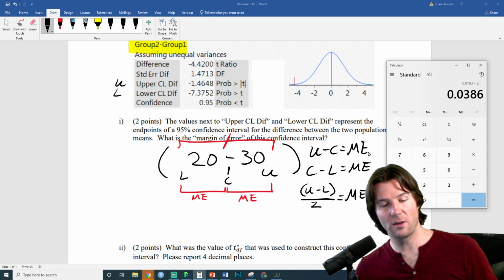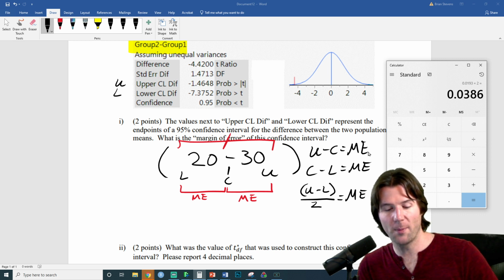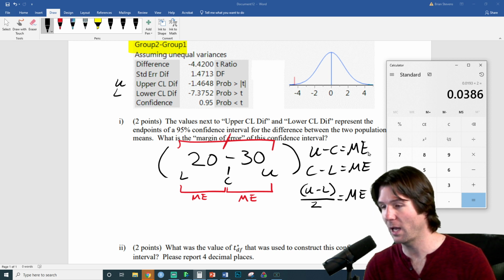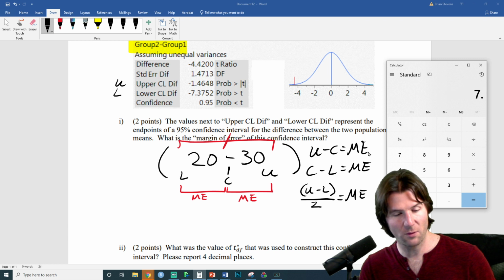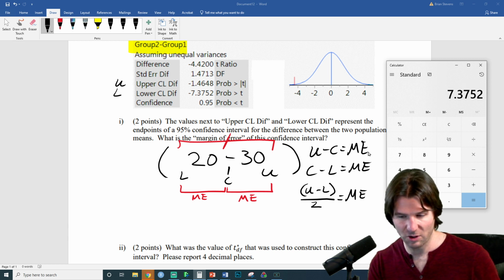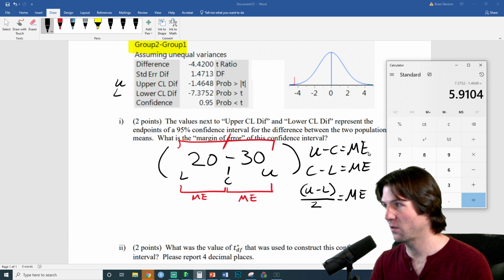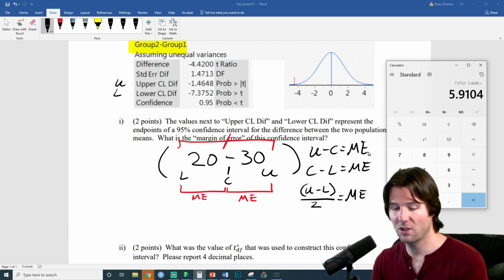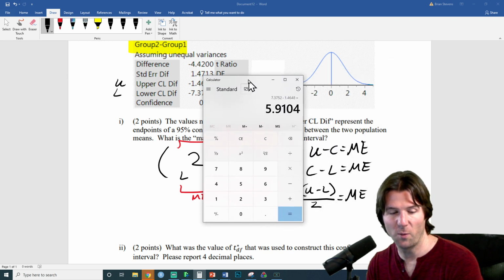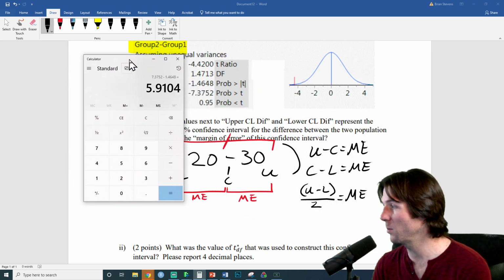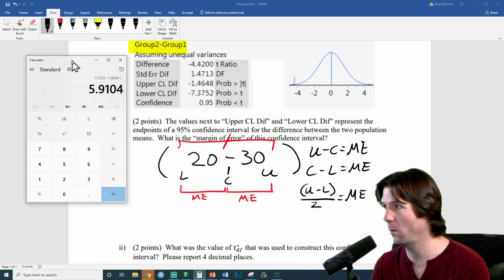This is where it gets interesting, though. Both numbers are negative. So upper minus lower divided by 2, which is, when you think about it, 30 minus 20 divided by 2, going to be 5. What I would do is 7.3752 minus 1.4648. I made them both positive because it's easier to handle them that way. You can do negative 1.4648 minus a negative 7.3752. But look at this number you found: I've just found the width of the interval, not the margin of error. I've found the full width of the interval.